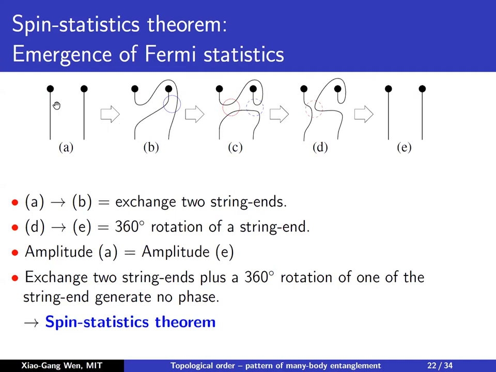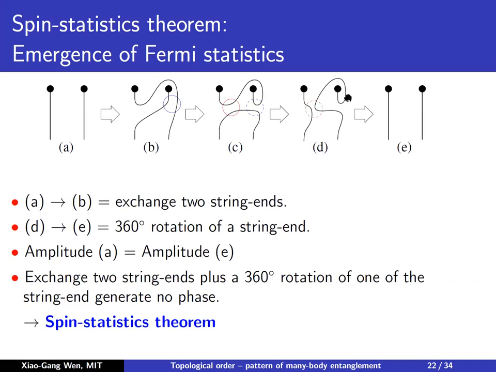Because exchanging two string ends like this, we exchange two string ends. Again, when you do the exchange, we have to be careful that the string always goes out of the particle downwards, always going downward. So we exchange like this. And then using string reconnection, we change to this. Another string reconnection, we change to this. And this configuration is a one-hooked string.